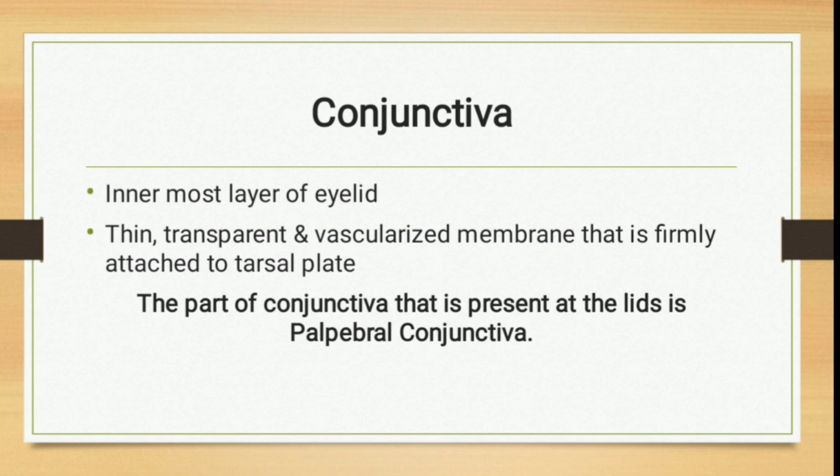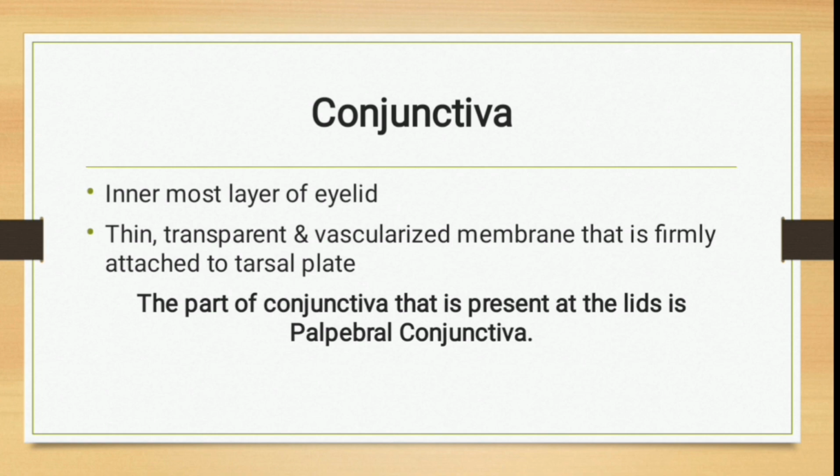That is basically the innermost structure of the eyelid, and the last structure of the eyelid, that is the conjunctiva, which is a thin, transparent, and vascularized membrane that is firmly attached to the tarsal plate. So basically, this pinkish structure is the tarsal plate, and on this pinkish structure, we have a thin and transparent membrane which has the blood vessels in it. This is the conjunctiva.